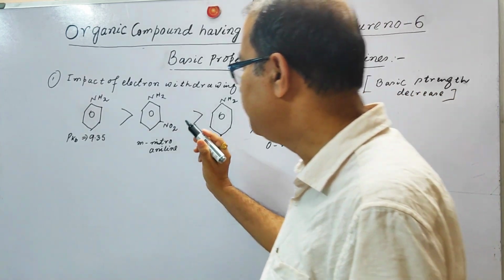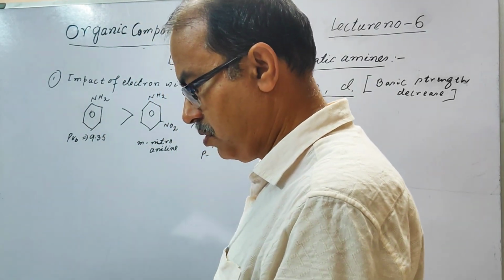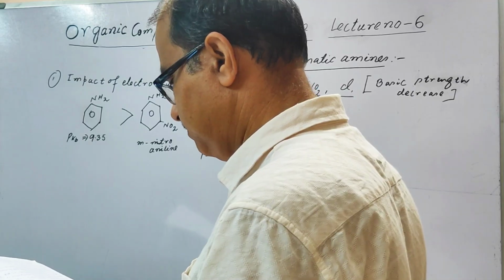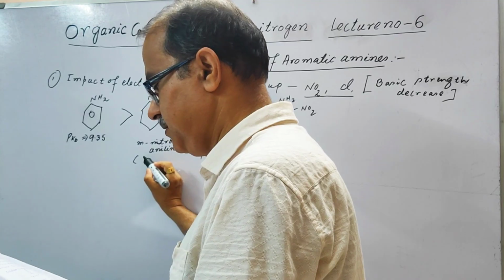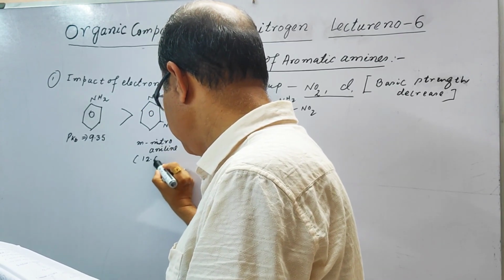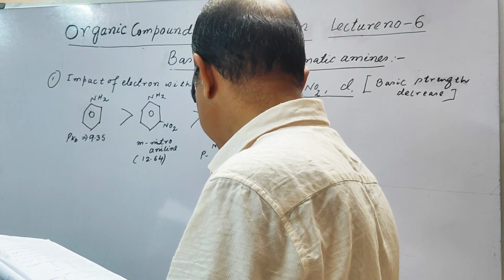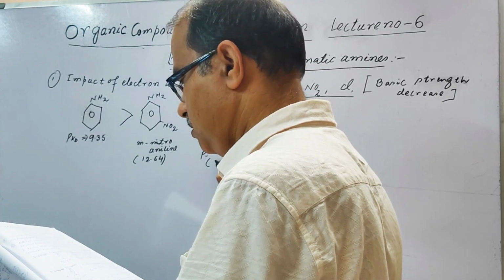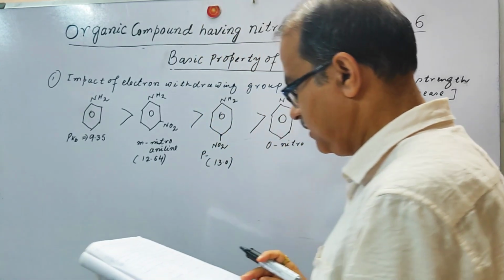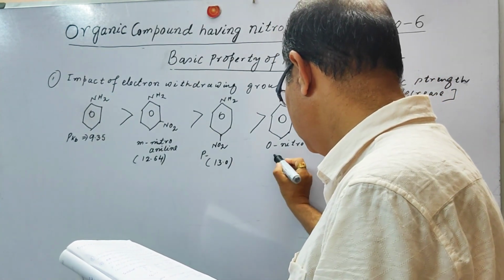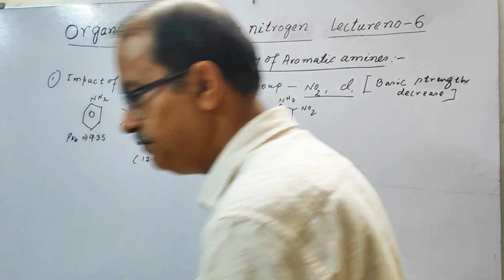So here if we write the pKb value, it is like this. The pKb value of meta-nitroaniline we can write as 12.64. Then the pKb value of para-nitro will be 13. Then ortho-nitro, it will be 13.22. Okay, this is the pKb value.